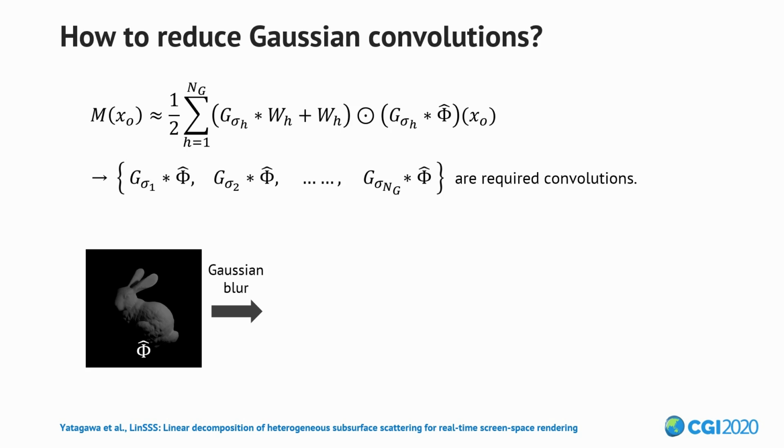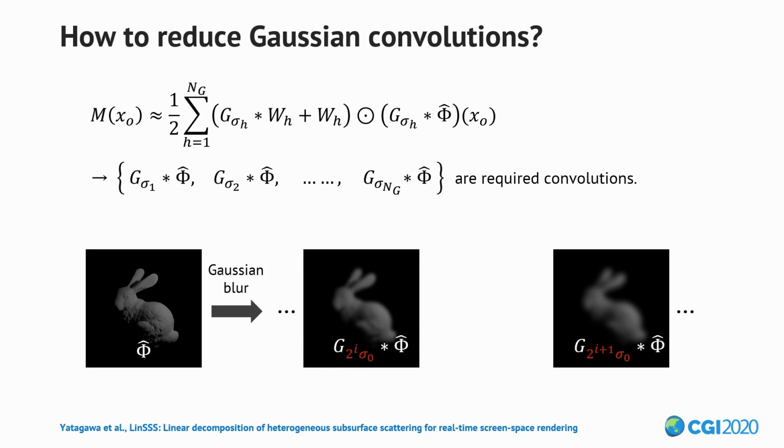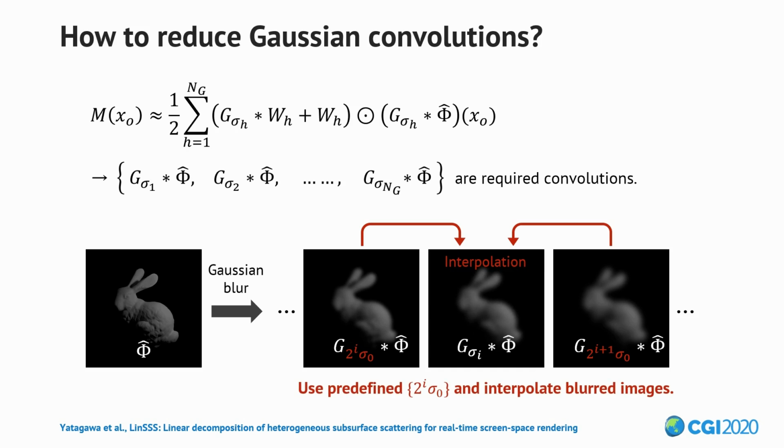In this slide, the input radiant flux is convolved with the Gaussian functions with predefined sigmas, and these sigmas are given by doubling and doubling the predefined lower bound of the sigma, which is denoted by sigma sub 0. When a sigma sub I is in between two neighboring predefined sigmas, the convolved result for sigma sub I is computed by interpolating two images as in this slide.